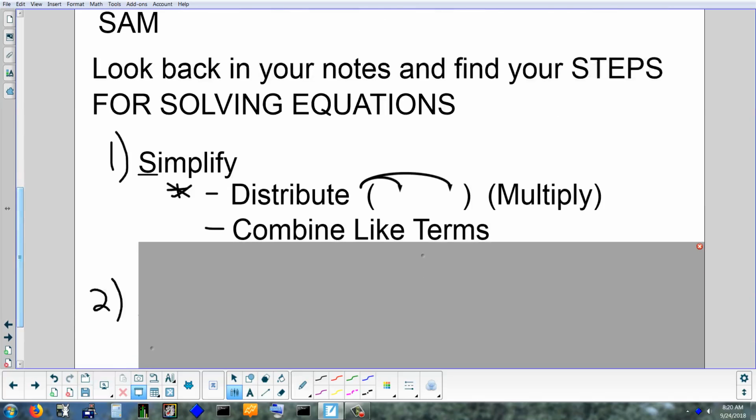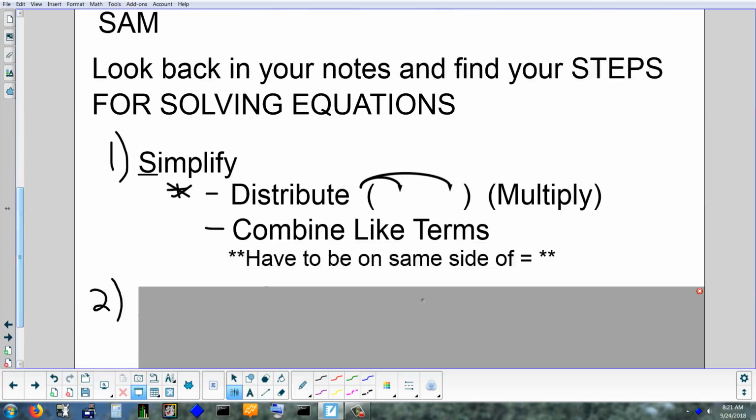Now, when you combine like terms, does anybody remember where you do it? We're not moving stuff from side to side yet. That's step 2 and 3. When they're on the same side. Right, when they're on the same side.